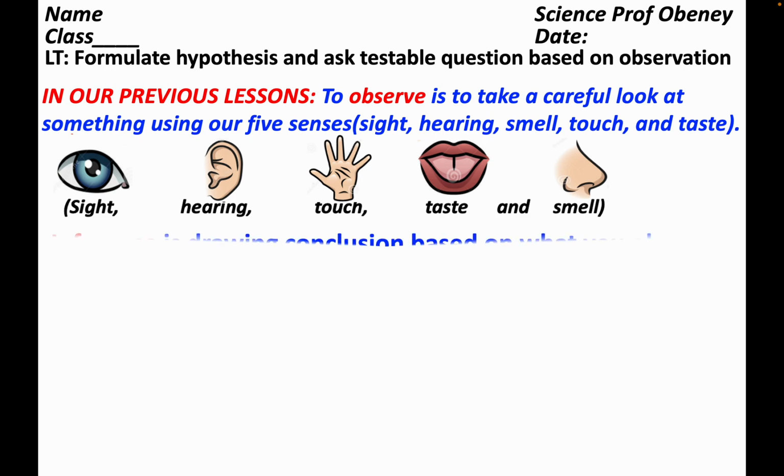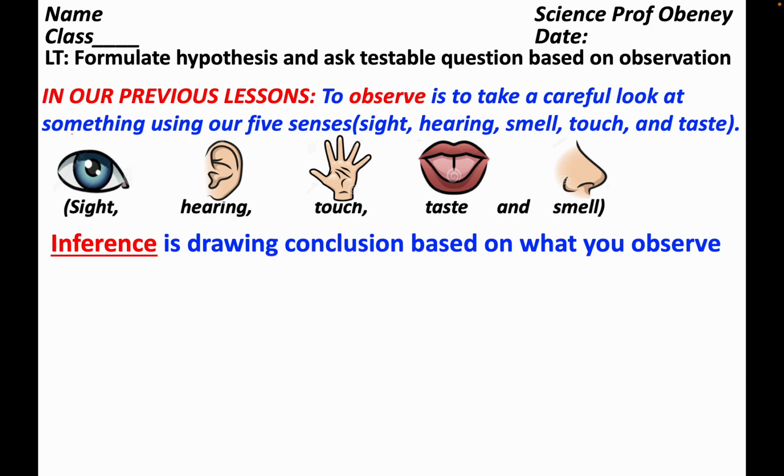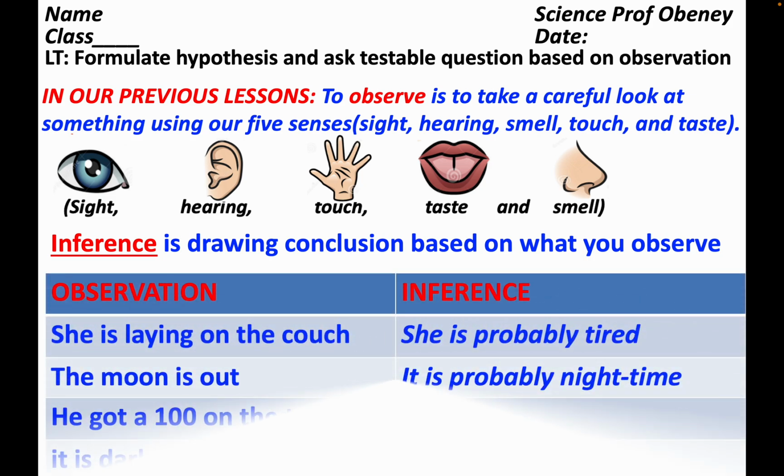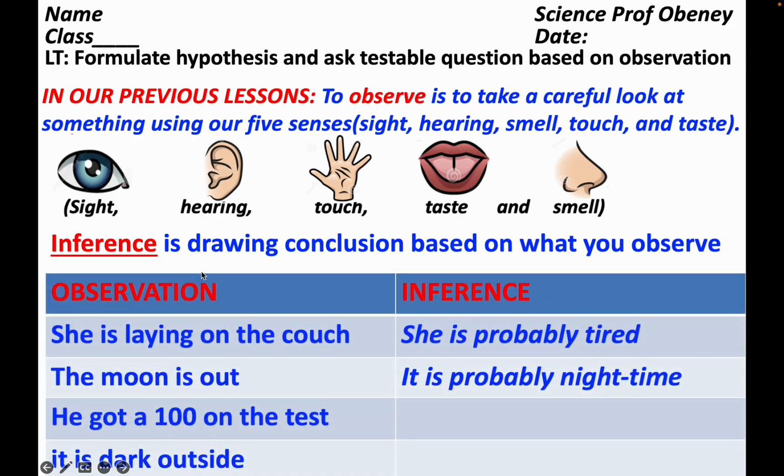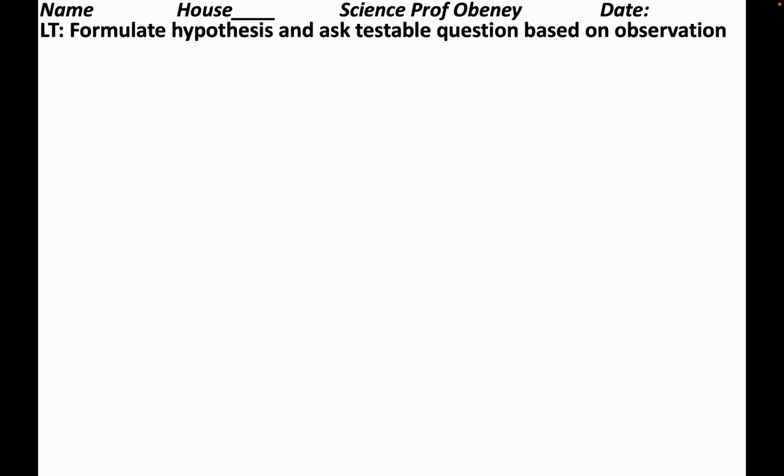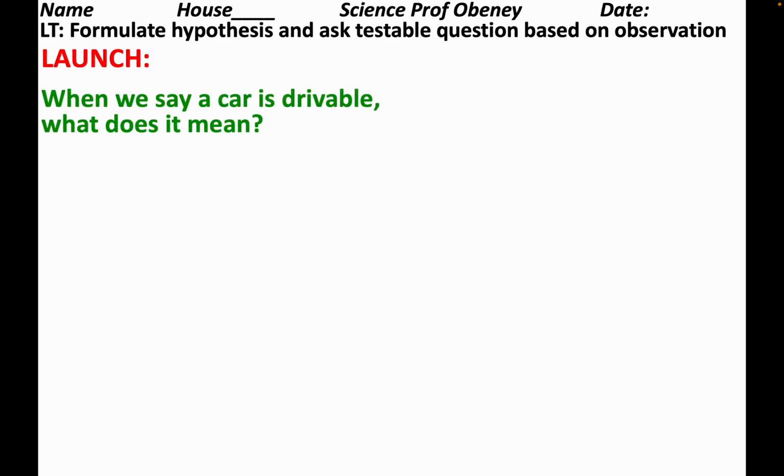We also discussed inference, and we said inference is drawing conclusion based on what you observe. We looked at some examples of observations and inferences. All right, let's move on. Our focus today is to formulate hypotheses and ask testable questions. And our launch is, when we say a car is drivable, what does it mean?